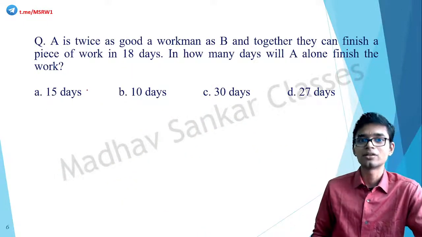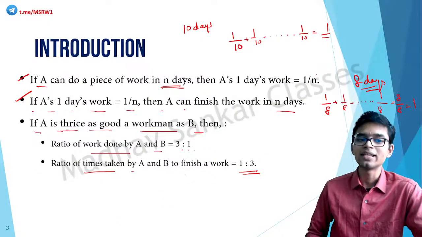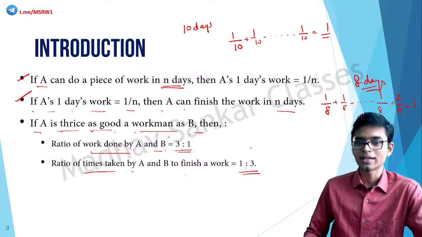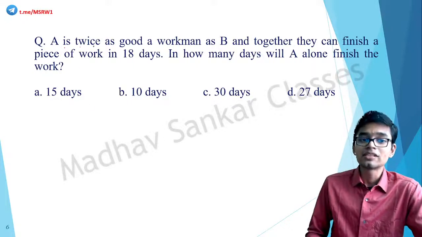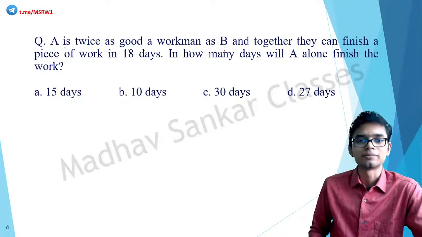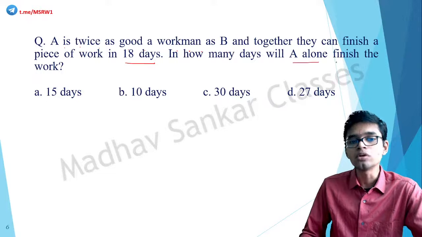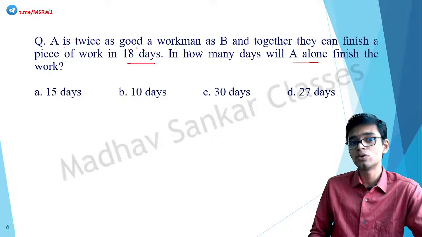Another question based on the third thing that we have studied today. Look at what, I hope you remember. If A is thrice as good a workman as B, then the ratio of work done by A and B is 3:1. And the time ratio would be 1:3. Correct? So that is what we are going to apply here. A is twice as good a workman as B. And together they can finish a piece of work in 18 days. In how many days will A alone finish the work? That is the question.